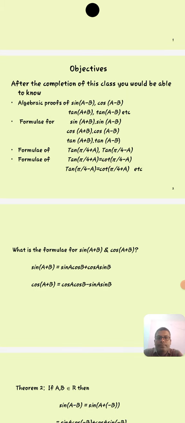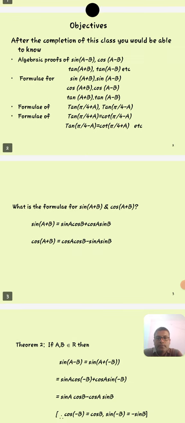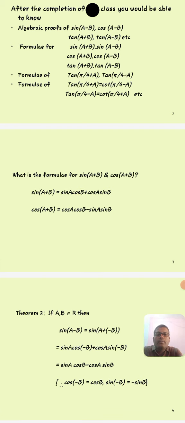Now we know the formula for sine of a plus b and cos of a plus b. What is the formula of sine of a plus b? Sine of a plus b is equal to sin a cos b plus cos a sin b. And cos of a plus b is equal to cos a cos b minus sin a sin b. Okay, we already discussed these two formulas last class.